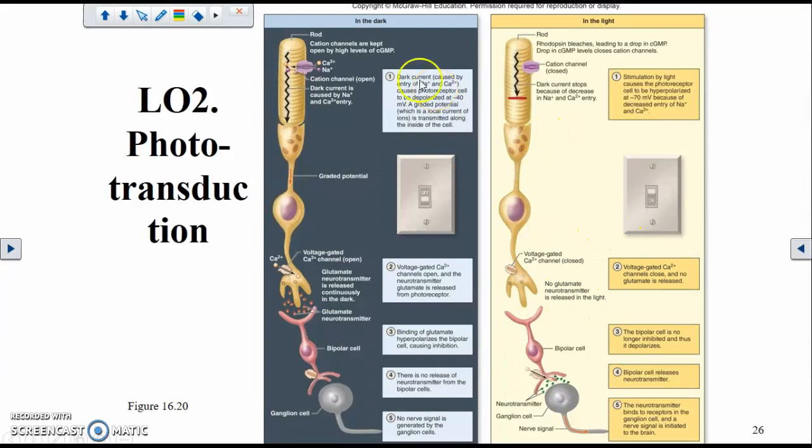So big difference. Darkness: this is on, this is off, that is off. Light: this is off, this is on, that is on. Right? Big difference, glutamate. If you have glutamate, off, off. No glutamate, on, on. All right? So I hope that makes some sense, all right?